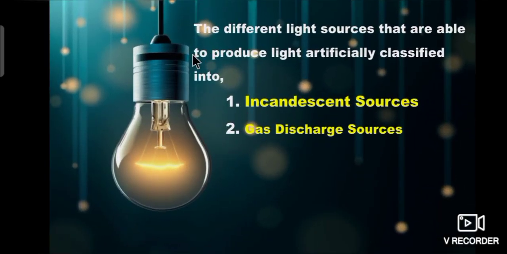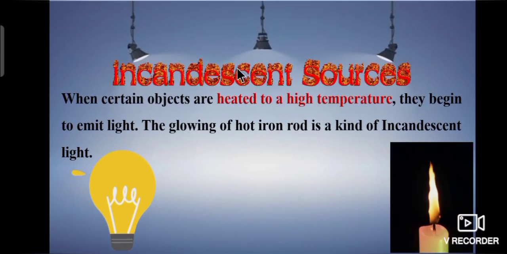The different light sources that are able to produce light artificially are classified into incandescent sources and gas discharge sources. What are incandescent sources? When certain objects are heated to a high temperature, they begin to emit light. The glowing of a hot iron rod is a kind of incandescent light. Example, bulb and candle.